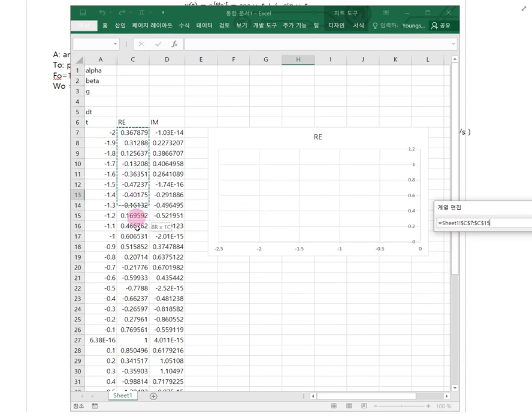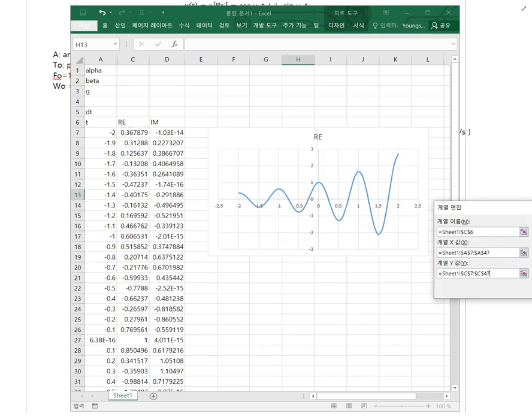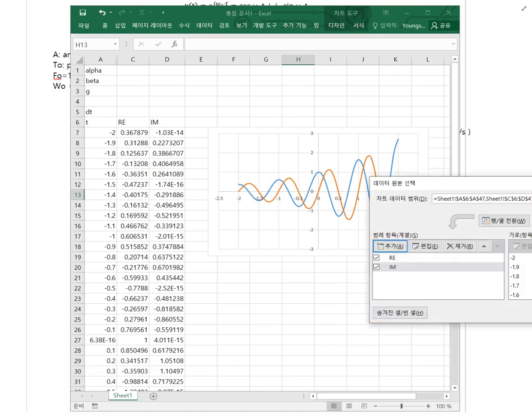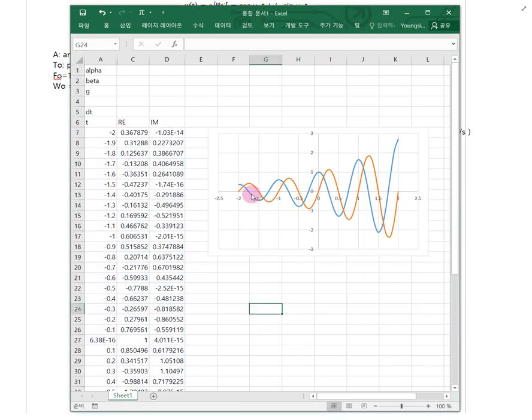I would like to plot the real term here. Okay, this is the real term, and I would like to add another one, the imaginary term, with x changing from -2 to 2. I plotted two graphs: one is the real term, the other is the imaginary term. The blue one is the real term, and the orange one is the imaginary term.